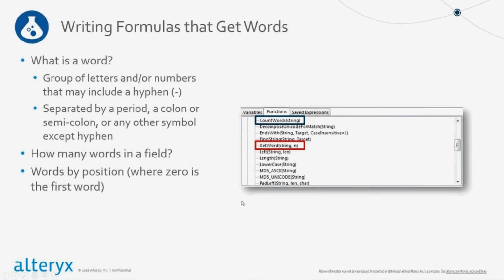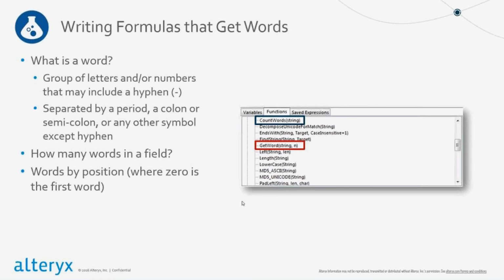Okay, so a little bit more about some of the functions, in this case, functions that deal with words. What is a word in the context of the string functions? A word is a group of letters or numbers that could include a hyphen, but doesn't have anything else. So alpha characters, numeric characters, and the hyphen. Anything else like a period, a colon, a space, any other symbol except the hyphen will separate one word from another.